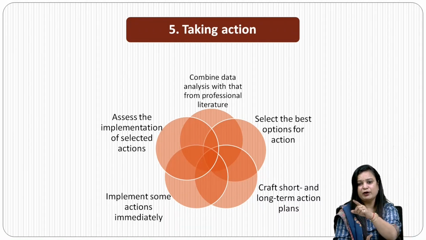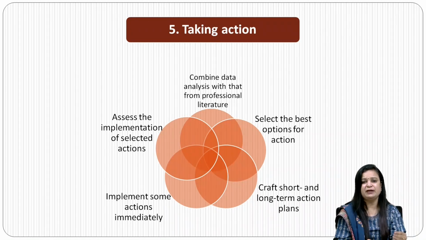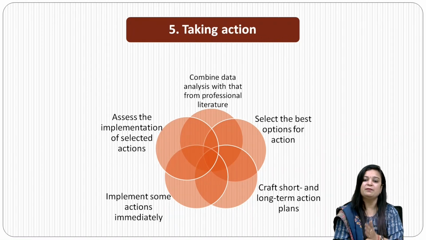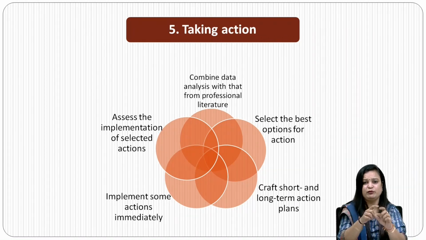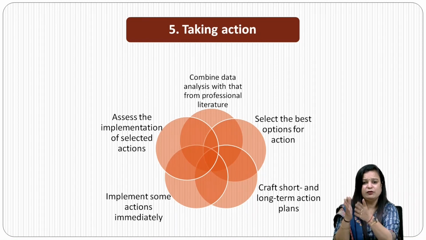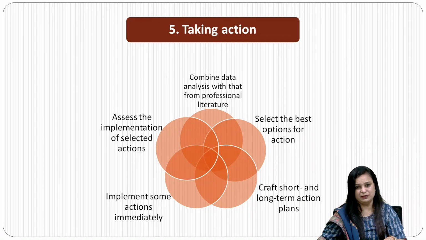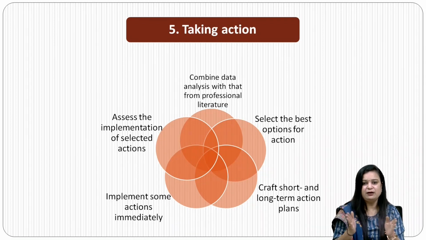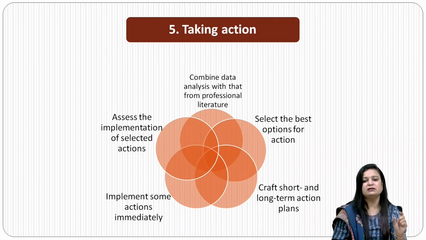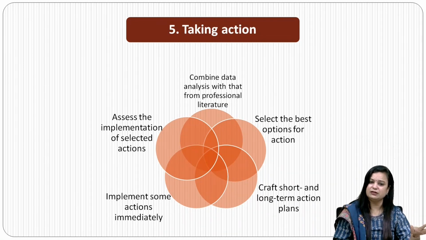After the literature, you know what actions are to be taken. Among those, you have to list down the best actions which are possible and can be tried out. Then craft short and long term action plans. You have to set targets: what are the short term plans for this implementation, and what are the long term plans, which may take maybe one month, two months, three months, some which can be done immediately and some over the long term. So you have to divide the short term and long term plans. Then implement some actions immediately. You have to implement certain actions immediately.